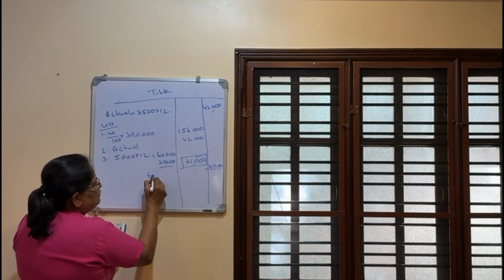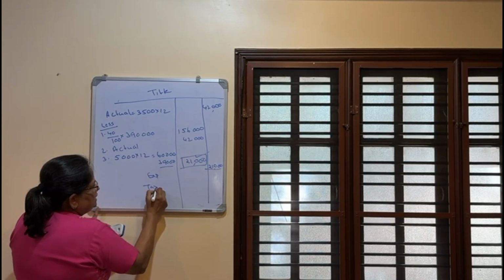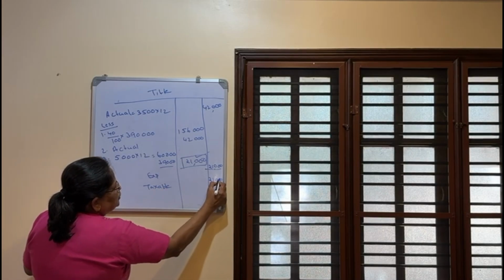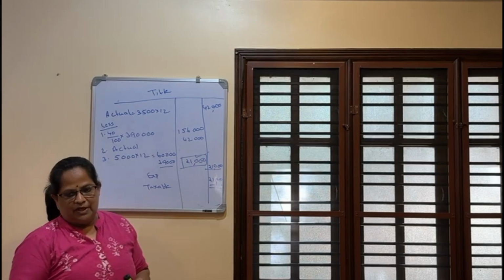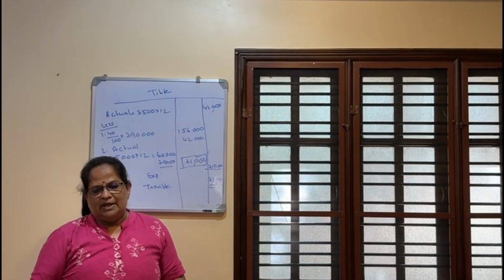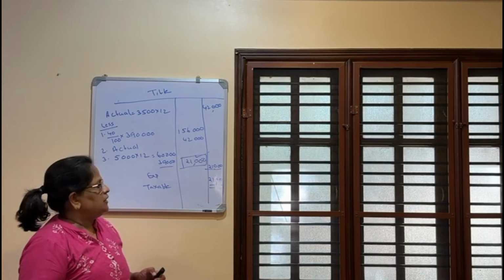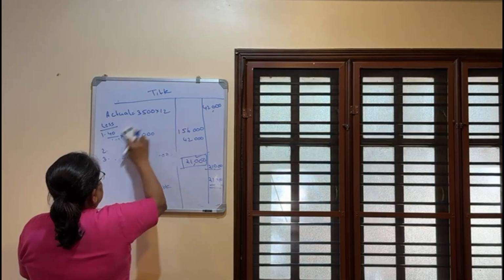This is the exempted value, and taxable is 42,000 minus 21,000. So 21,000 is taxable. So this is the first problem. It's a very simple computation. Now gross salary is the question. So now how do you calculate gross salary?